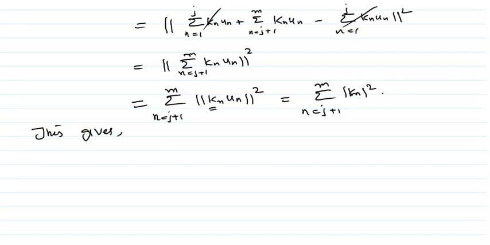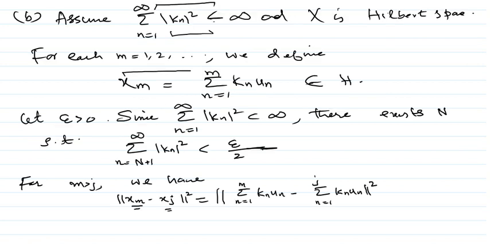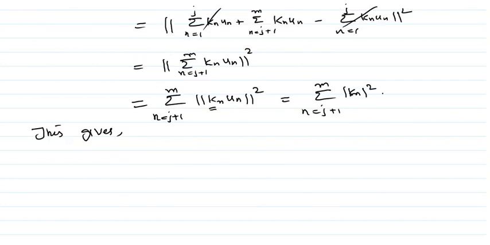Let's choose, we can choose this actually, because we know that for each epsilon first I can find capital N such that the sum of the terms of mod of k_n square is less than epsilon by 2 for n running from capital N plus 1 to infinity. I can choose this N sufficiently large. So yeah, or I can choose m large so that m is greater than N. Okay, so let's choose m greater than N.